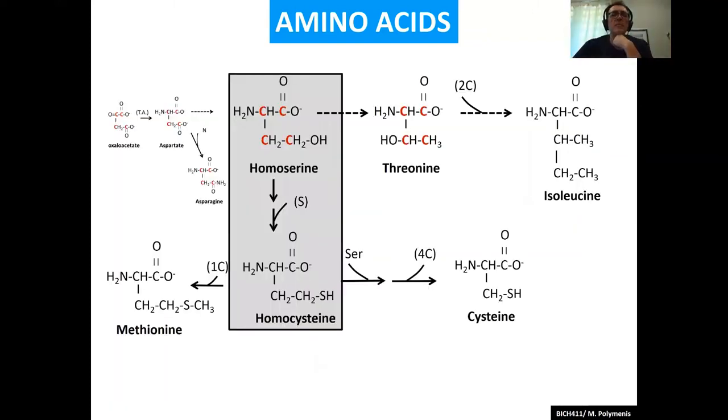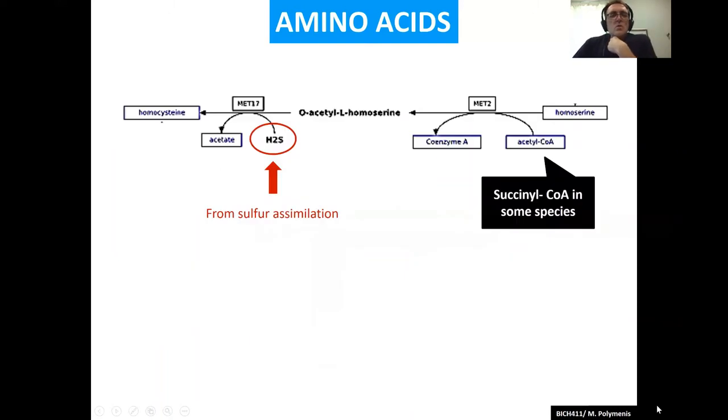All right, from homoserine now to homocysteine, and we can get to these products. So we go from right to left. This is homoserine. First, you acetylate it. In most species, it is acetyl-CoA. Sometimes you use succinyl-CoA. It doesn't matter. You make this intermediate O-acetyl homoserine, and then this is where sulfur comes in. So there is no sulfur yet.